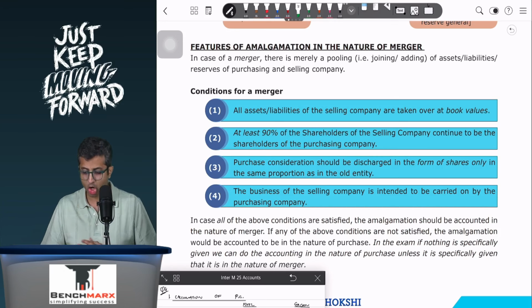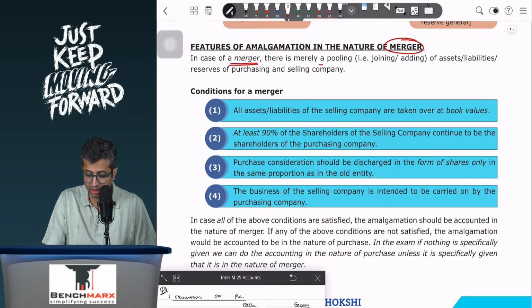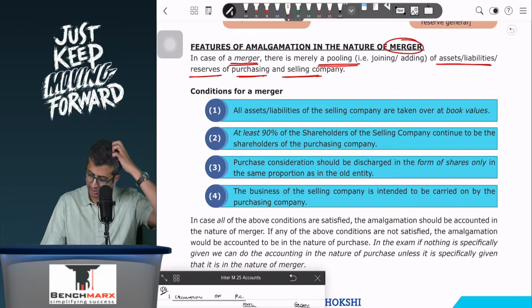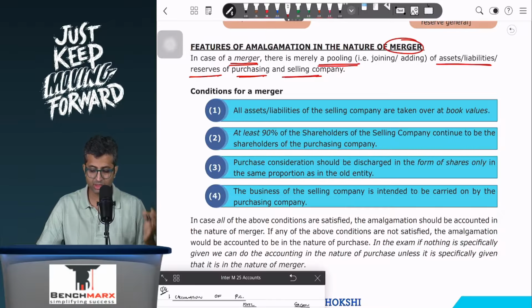Now, what are the features of amalgamation in the nature of merger? In case of a merger, there is merely a pooling, that is joining or adding of the assets, liabilities or reserves of the purchasing and the selling company. Conditions for a merger: all assets and liabilities of the selling company are taken over at book values. So this is one of the conditions.